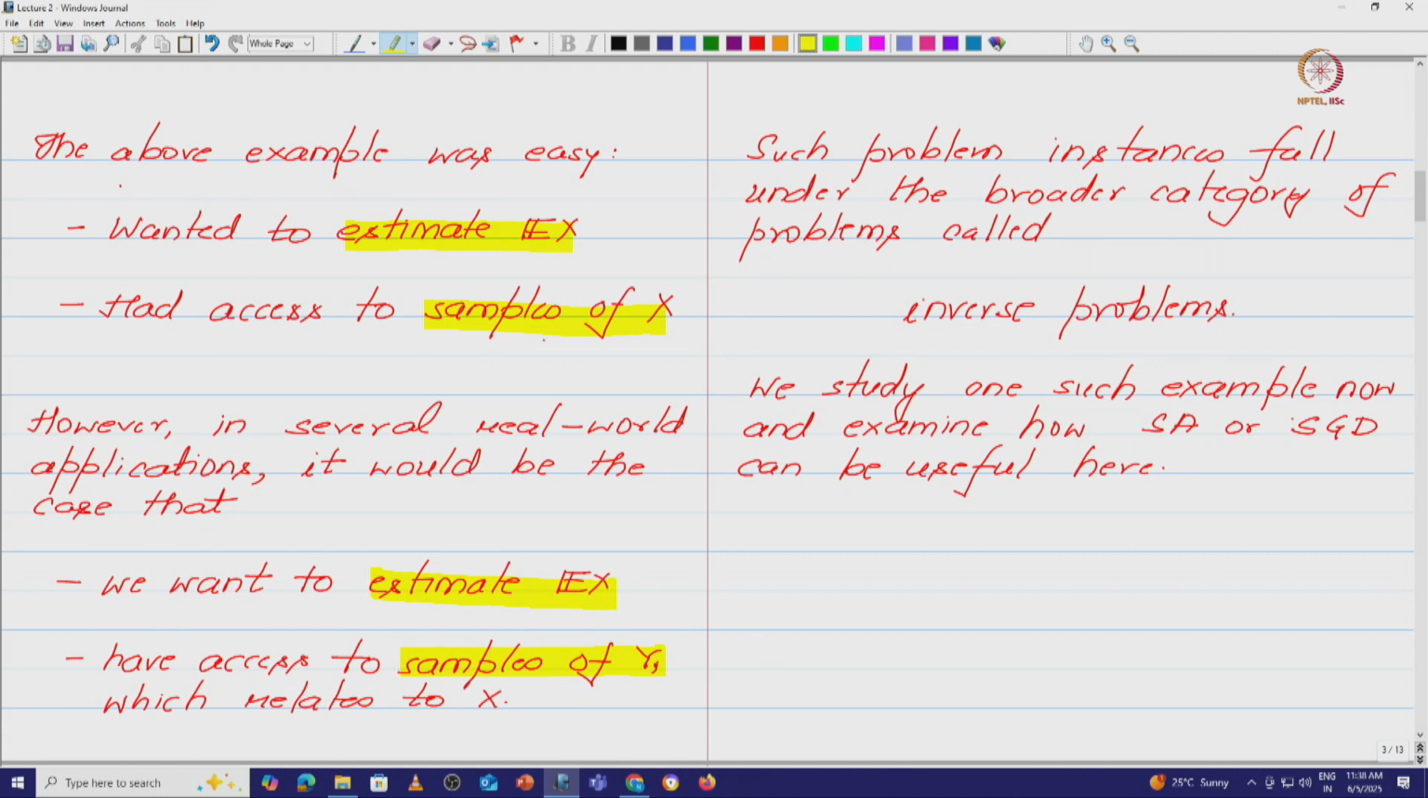The difficulty is that we want to estimate the expected value of x, but we don't have direct access to the samples of x. Instead, we have access to samples of another vector y, which in some sense relates to x. Such problem instances fall under the broad category of problems called inverse problems. We will now look at one such example and examine how stochastic approximation or stochastic gradient descent can be useful in such scenarios as well.